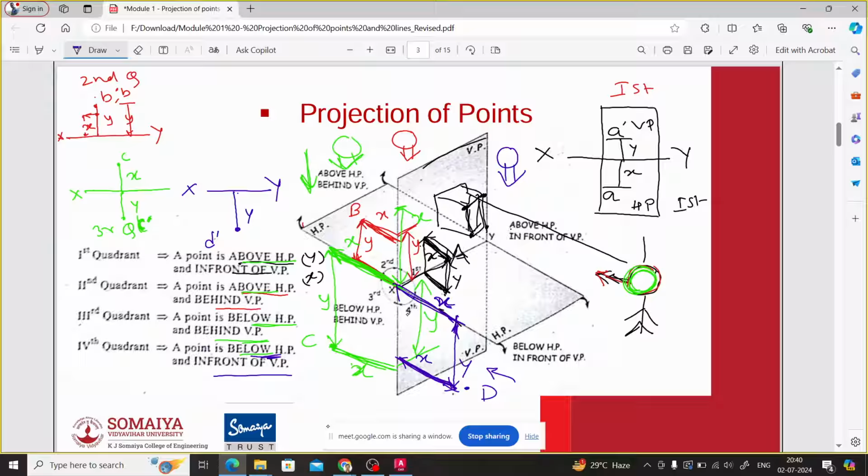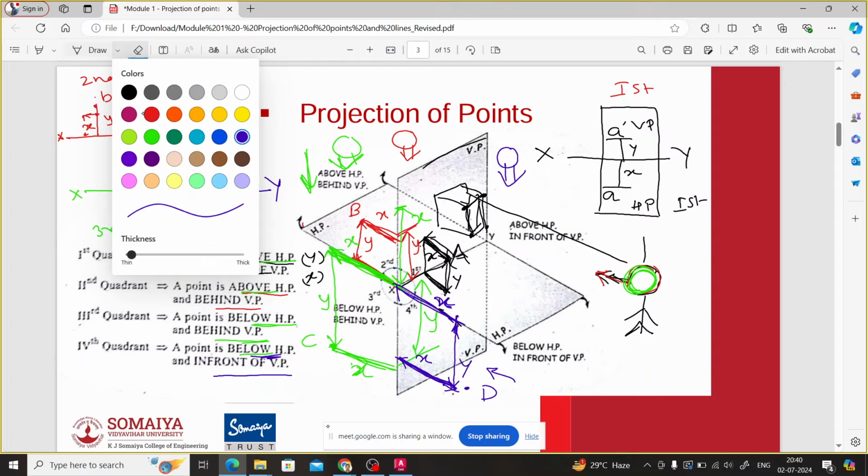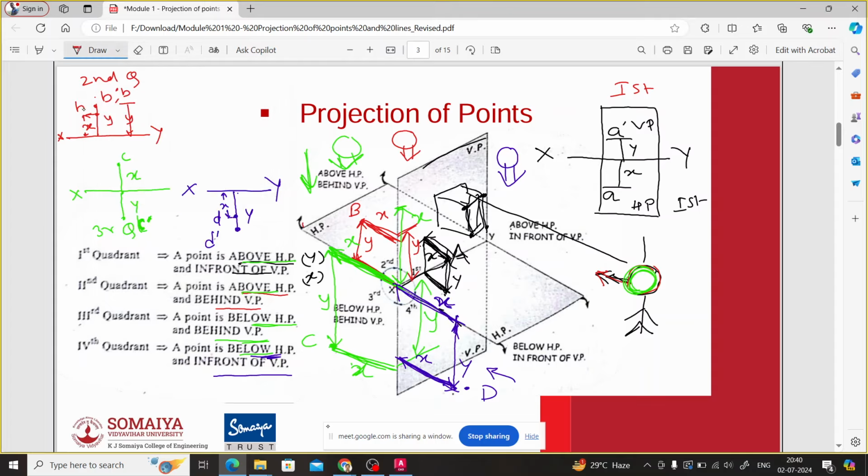Now depending upon the length of X and Y, the position of D will depend. I am assuming here X is less than Y. So D should be here. So this distance is X. Getting this? Here I am assuming this is B for the earlier case. This was the assumption, correct? Are you getting these positions of points?